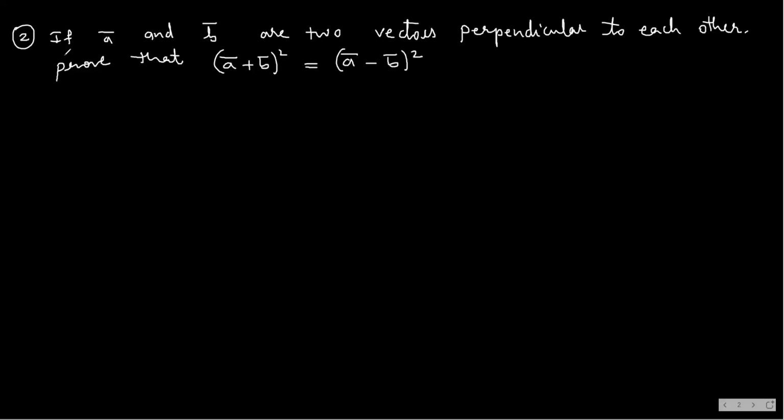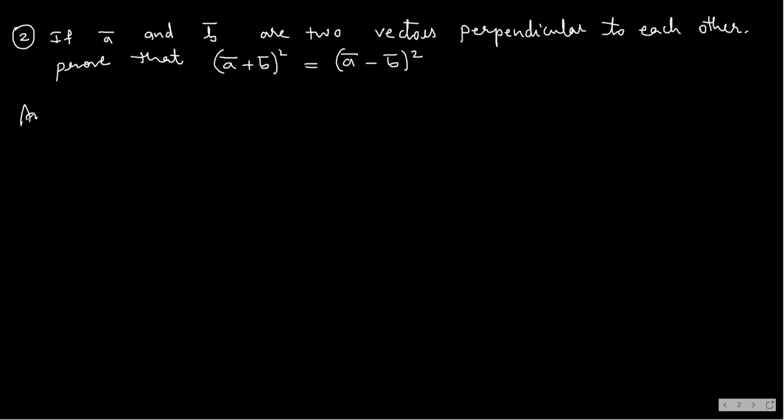Question number 2 here is from exercise 5.3. If a bar and b bar are two vectors perpendicular to each other, prove that a bar plus b bar square is equal to a bar minus b bar square. Okay, the two vectors are perpendicular to each other.